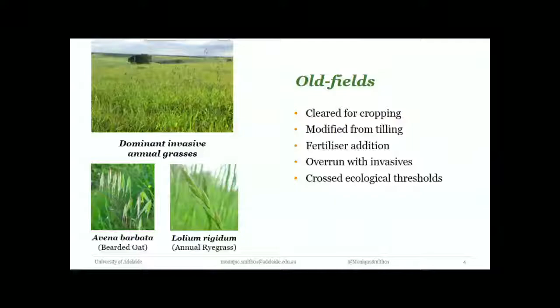Once farming ceases, they become overrun with invasive species. I've got a couple of examples here that you might be familiar with because they're European species, but a big pest for us in Australia. They're the dominant species at my field site as well. But the main thing with old fields is that they're so severely modified that they've crossed ecological thresholds. So they're not going to return to the state they were once in through succession. They're going to need active restoration to do that.